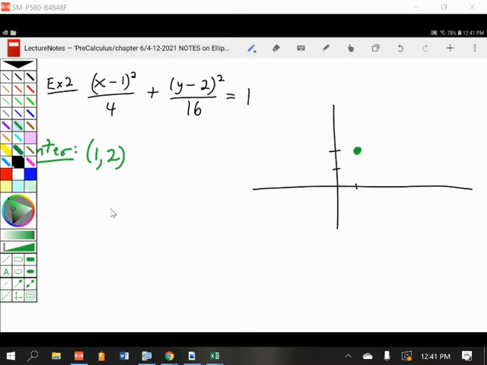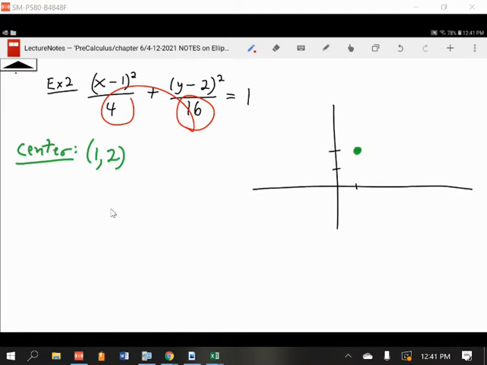Which number is bigger, 16 or 4? Well, 16 is bigger, which means that 16 is which variable, a squared or b squared? Well, 16 is bigger, so it's a squared. And notice 16 goes with y, which means that this ellipse is going to be vertically positioned. The major axis will be vertical.